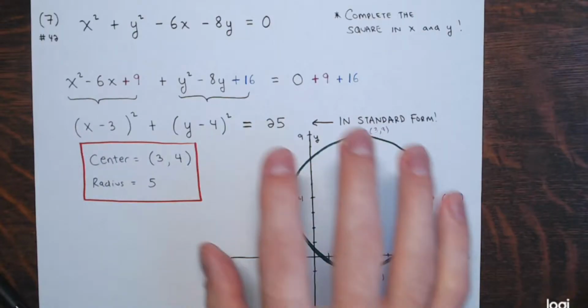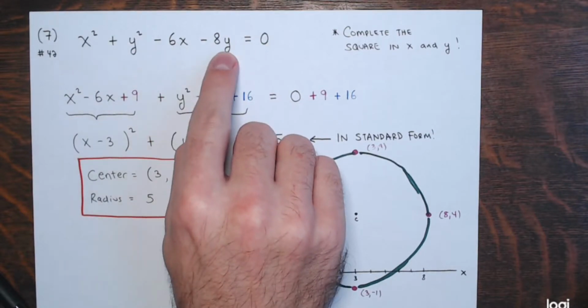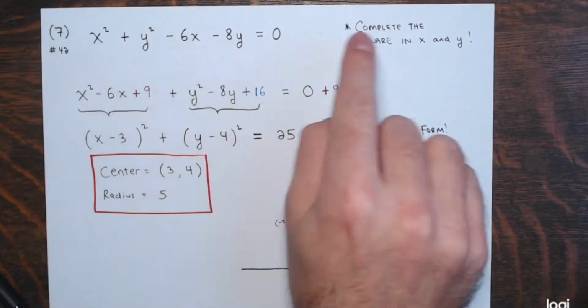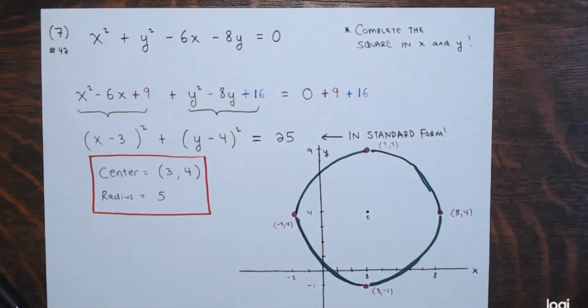All right, when there's an x to the first term and a y to the first term with these squares, we're going to be completing the square in x and y each time. All right, so the same thing's happening in the next problem.